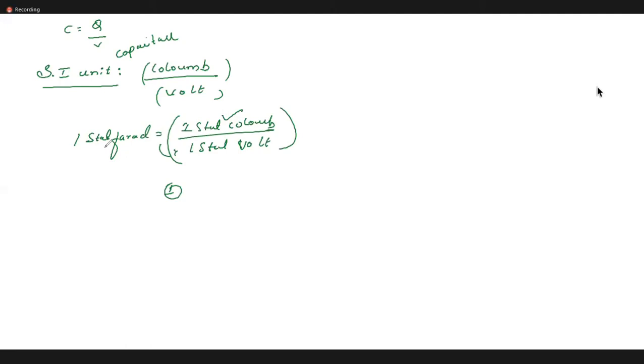What is the SI unit of the capacitance? A farad. So this may be in terms of microfarad or nanofarad. Micro means 10 to the power of minus 6, nano 10 to the power of minus 9, and milli 10 to the power of minus 3. Please remember this. Okay, is it clear, students? So what is the SI unit of a capacitor? Yes, farad. Okay, how are you going to define the farad?